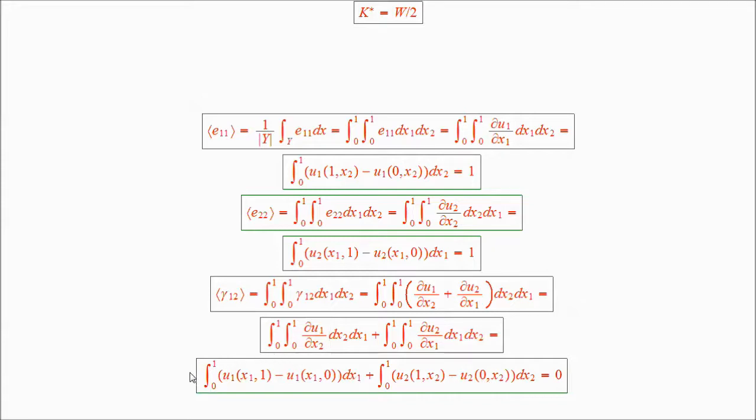So then we have this integral equal to 0 and this integral equal to 0, so the sum of these two integrals is equal to 0, and this means that the average value of gamma 1, 2 must be equal to 0. All other averages must also be equal to 0. It's much easier to see this because we don't have any dependence in the x3 direction for any of the other strains.